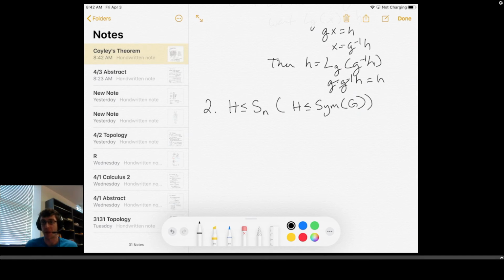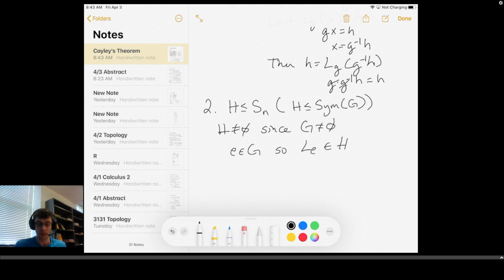Well, here we can do the subgroup test, right? We want to show it's non-empty. We want to show it's closed. We want to show it has inverses. So clearly it's non-empty because G is non-empty. So I have L_g's that exist, right? So H is non-empty since G is non-empty. So e is in G, so L_e is an element of H. We can always left multiply by the identity at the very least because the identity exists. So it's non-empty.